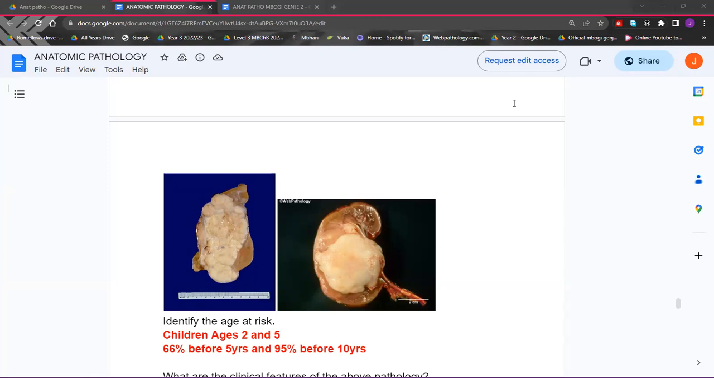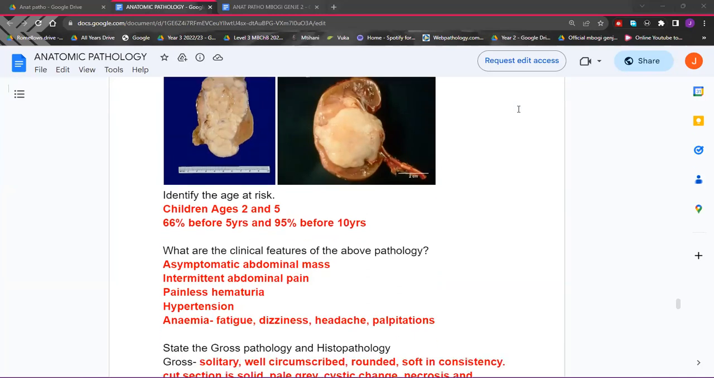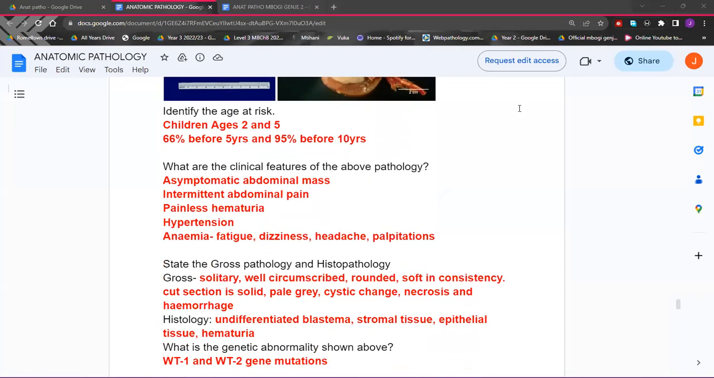Therefore, you get anemia. Now, the gross morphological features we've described: it's solitary, well circumscribed, rounded, soft in consistency, pale gray, cystic, necrotic, and hemorrhagic. Under histology, you see undifferentiated blastema, stromal tissue, epithelial tissue, and you can see some evidence of hematuria.